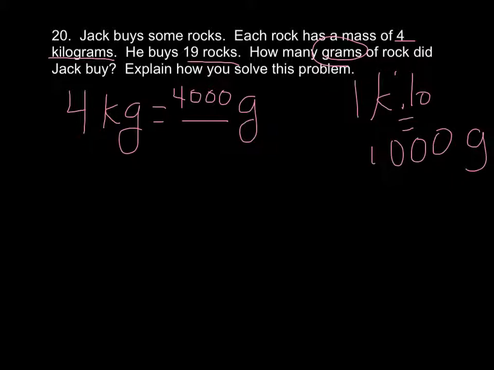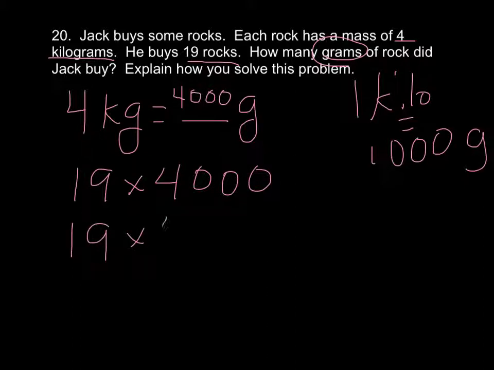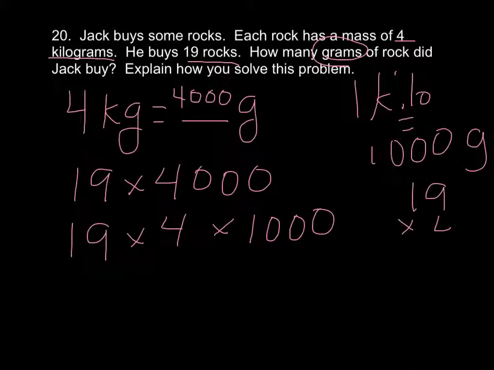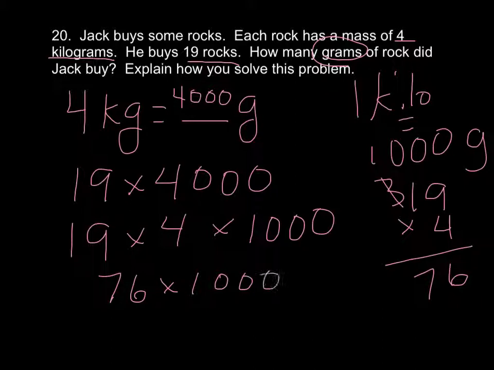That's cool, and you might be thinking, well, that's really hard. No, it's not. Break it down. If I've got 19 times 4,000, I'm going to start out with 19, and then I'm going to break that 4,000 into 4 times 1,000. Now, here's the beauty. 19 times 4 is 76. Now I have 76 times 1,000. And that, my friends, that's not hard. 76 times 1 is 76, so 76 times 1,000 is 76,000. There we go. 76,000 grams.